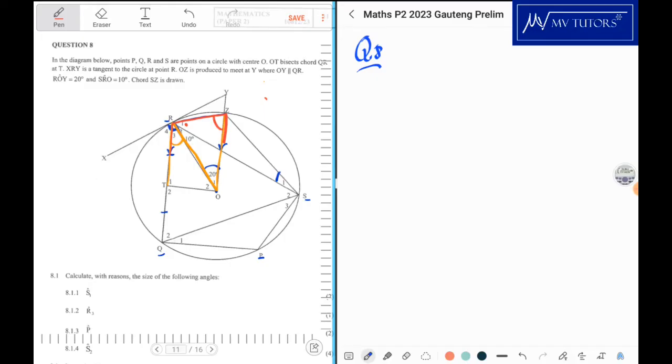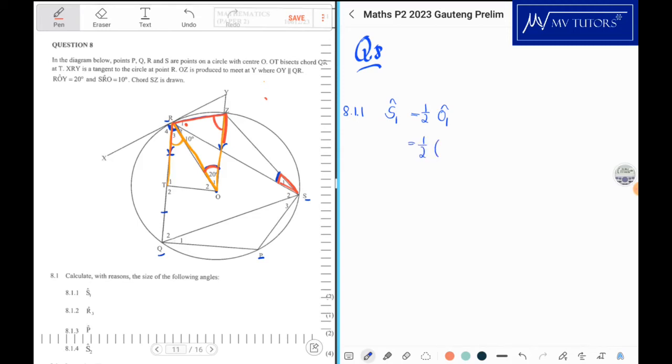Okay, now let's answer the questions then. Calculate with reasons the size of the following angles. So 8.1.1, S1. Okay, all right. So there we have S1 over there. Yeah, we did talk about it. So S1 will be equal to half, because S1 is the angle at the circumference, and you have from the same chord subtending an angle at the center. So S1 will be half angle of O1.